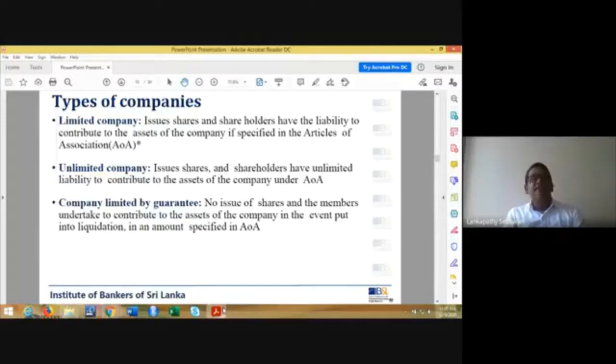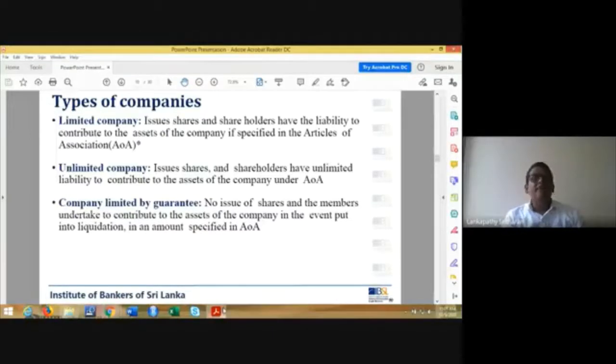The first one is the limited company. In the limited company, it issues shares, and shareholders have the liability to contribute to the assets of the company if specified in the article of association. Basically, what we can understand is that in a limited liability company the shareholders contribute to the capital and their maximum loss is limited to the amount specified in the article of association. Generally, it is limited to their capital amount.